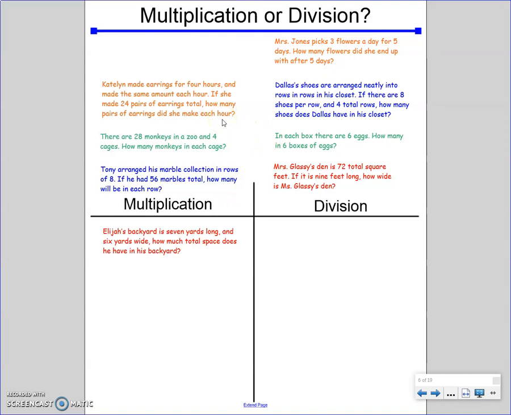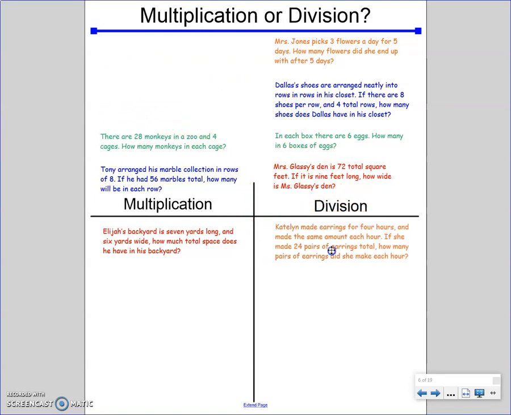Caitlin made earrings for 4 hours, and she made the same amount each hour. If she made 24 pairs of earrings total, how many pairs of earrings did she make each hour? In this repeated addition or subtraction problem, I can see that the question's asking me how many pairs of earrings did she make each hour. That is not the total amount. The total amount of earrings she made is 24 earrings total. I know that that's the total because it says total. Since I know the total amount, and what I do not know is how many she made each hour, this is a division problem. I would divide 24 pairs of earrings total by 4 hours to find out how many pairs of earrings she made each hour.